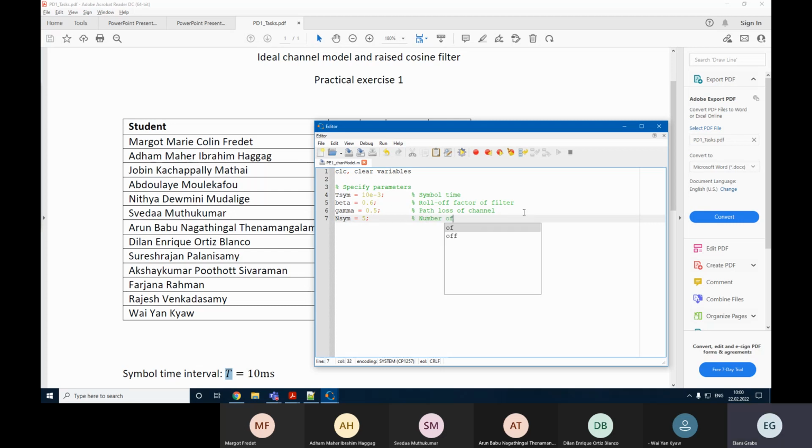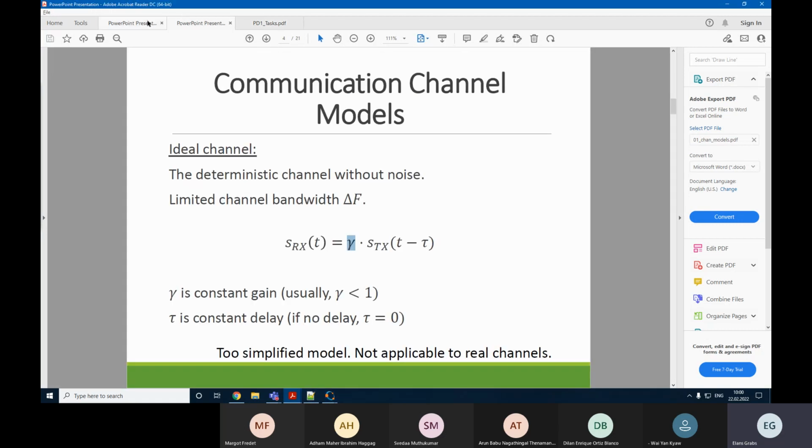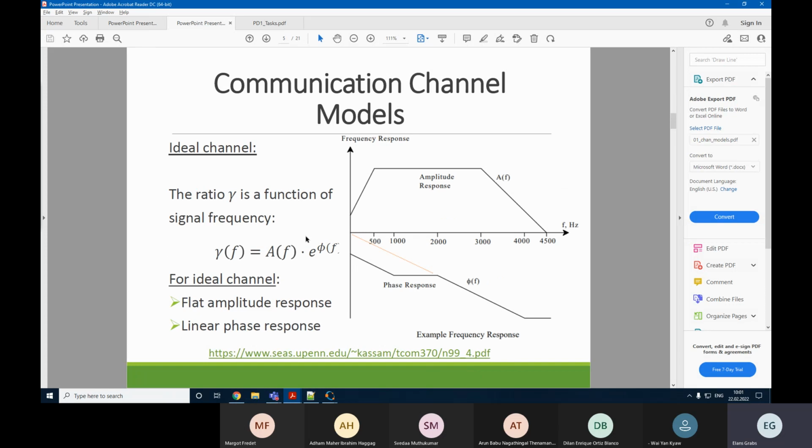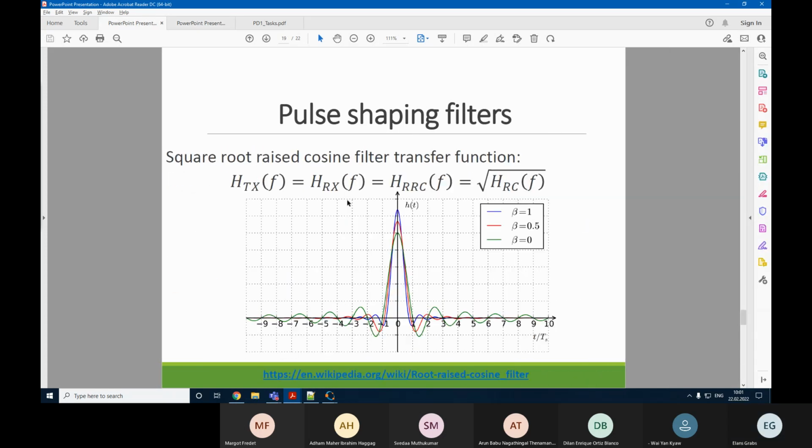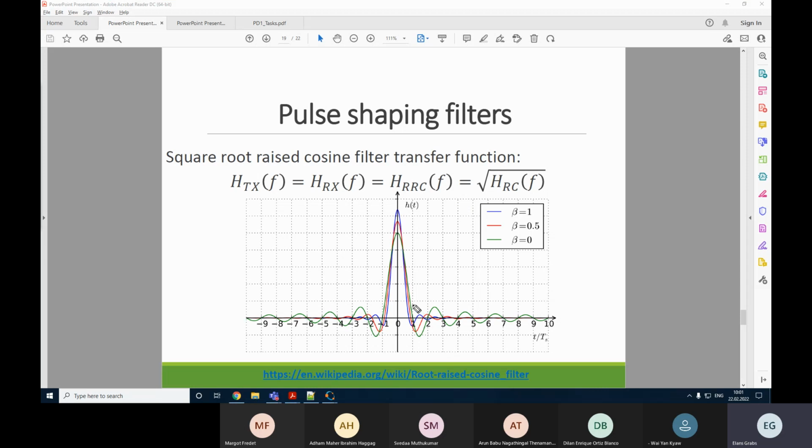So number of adjacent symbols, so neighbor symbols. In lecture, we have mentioned that strictly speaking, this number of symbols can be infinity, right? But in real filters, especially considering we are going to make filter with finite impulse response, we need to have specific finite number of these symbols.